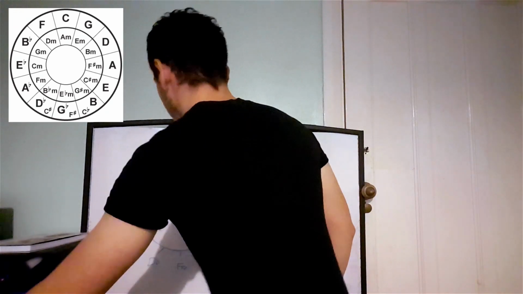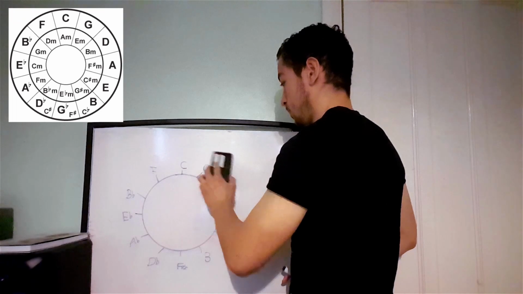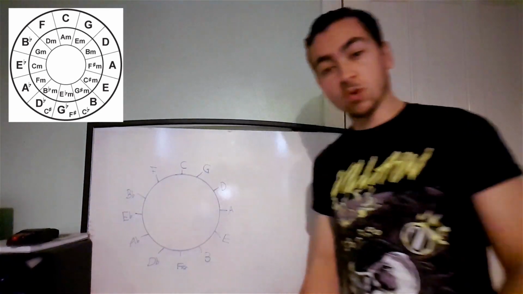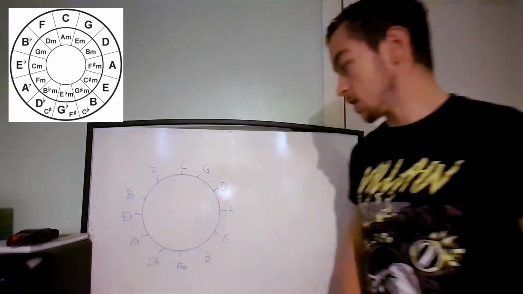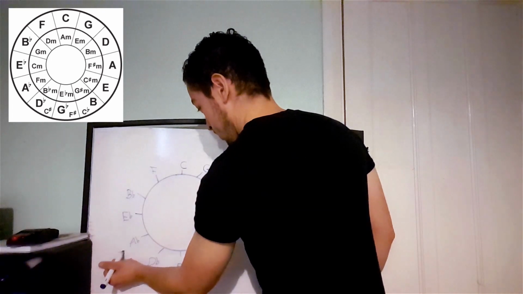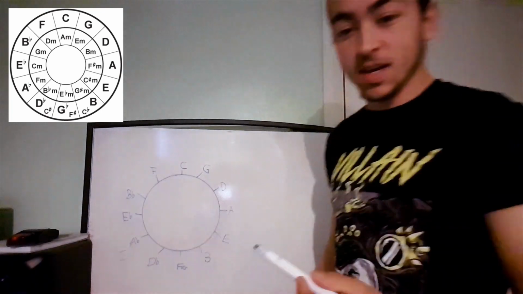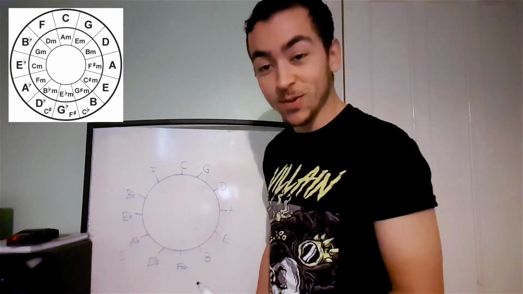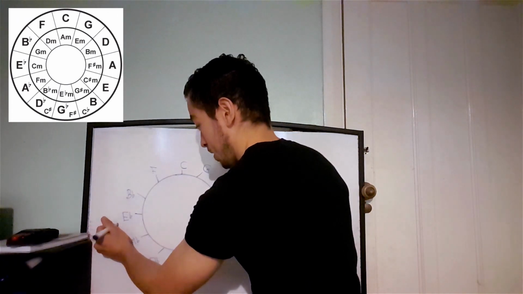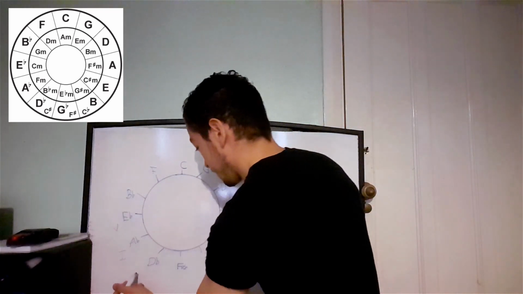So let's do that. Let's do a song in A flat, and we want to figure out what the 1, 4 and 5 chords are. So obviously the 1 chord is the A flat, because that's the key we're working in. If we want to find the 5 chord, then we go clockwise, and that's an E flat. If we want to find our 4 chord, we go anti-clockwise, and that will be our D flat.